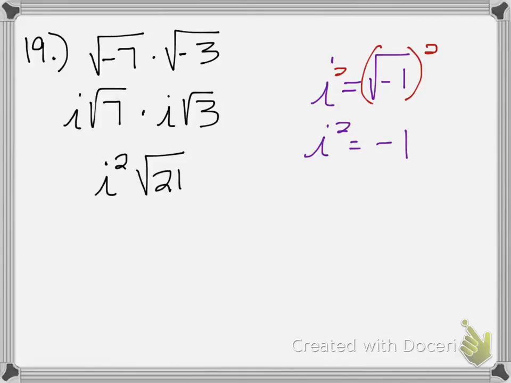If i is the square root of negative 1, then i squared is negative 1. So i is an imaginary number, but i squared is a real number. It's like the AT&T commercial. So whenever you're working with i and you're multiplying and you get i squared, you can always replace that with a negative 1. So this really means negative 1 times the square root of 21, which we can just say is negative square root 21.